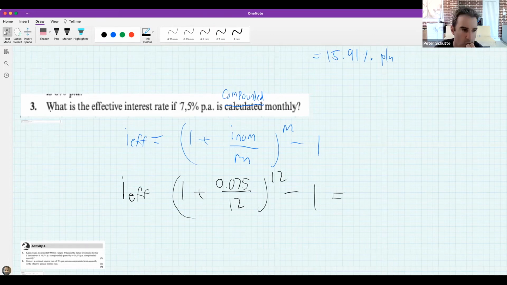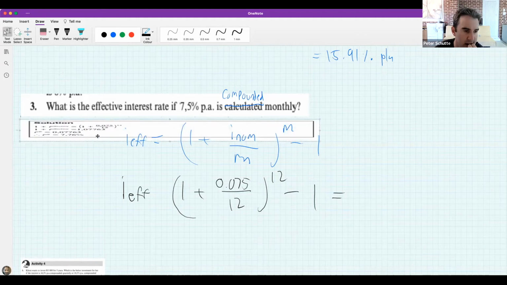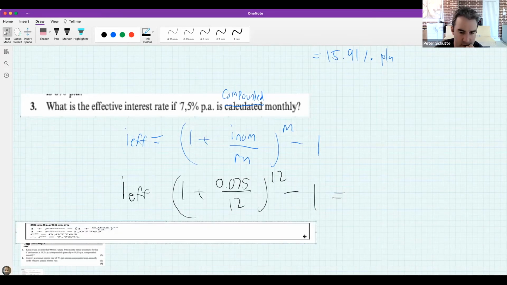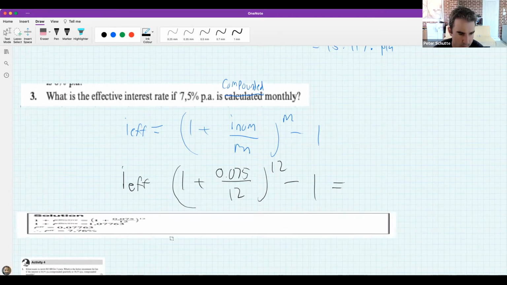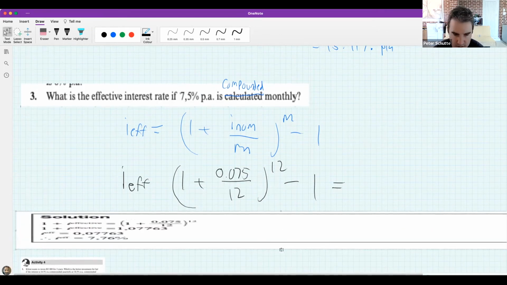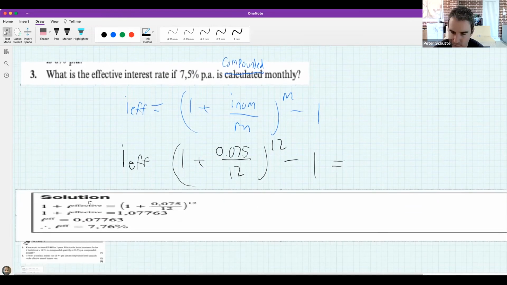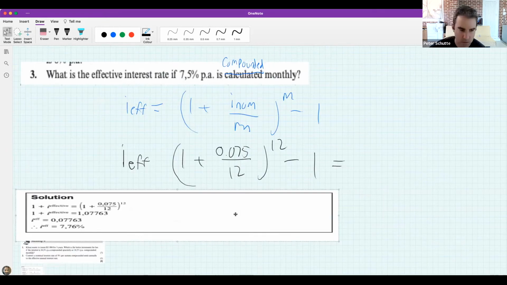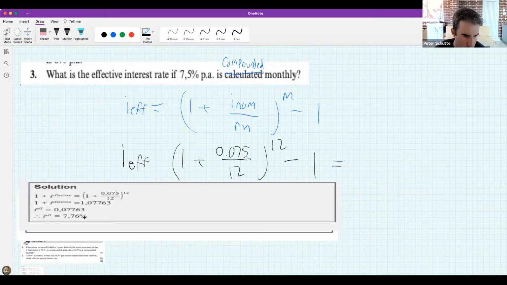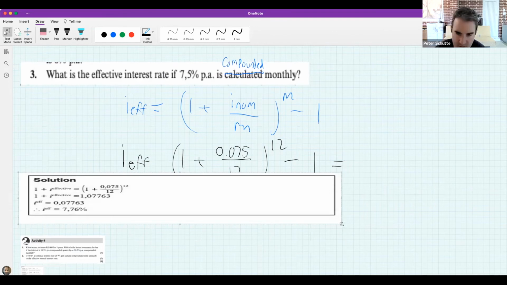So what is the answer going to be in the end? Let me bring this down here. Be a bit of a digital ninja here. Okay, so the answer we should get is 7.76%. Let's bring this back. So yeah, 7.76%.